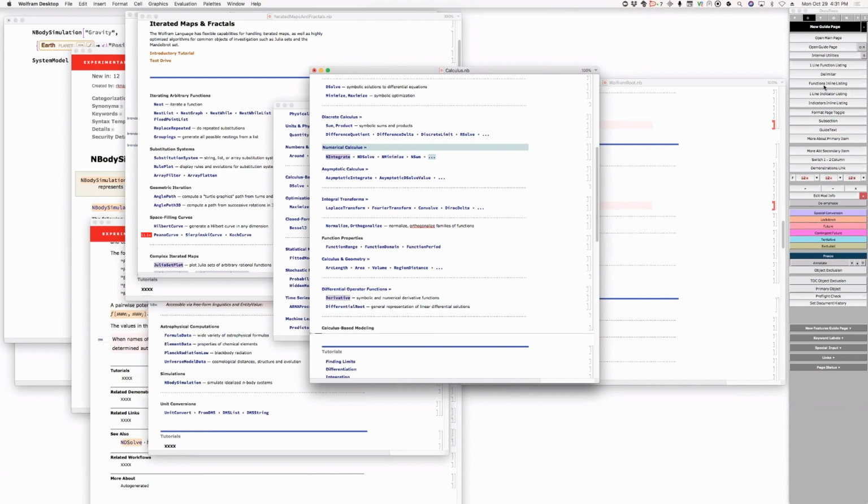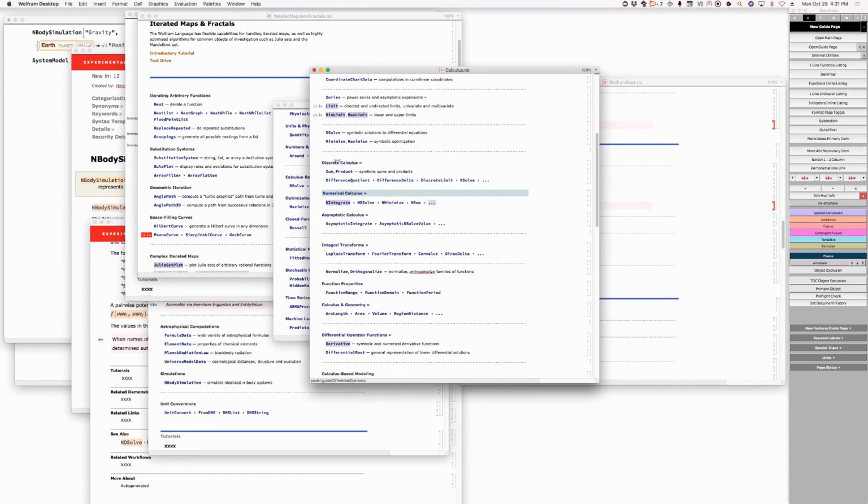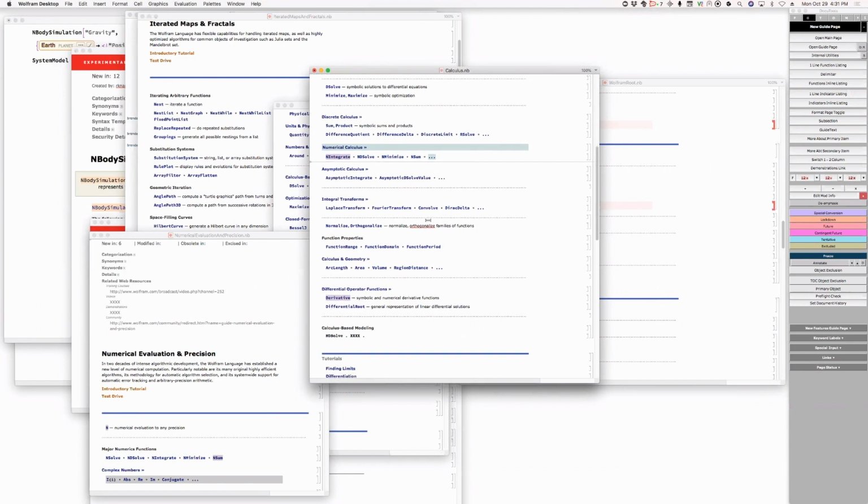And let's point it to NBodySolve. Mm-hmm. Well, there is NBodySolve right there at the top, about third row, under numerical calculus. Oh, it is there. Okay. Well, then we could put NBodySimulation there as well. It's a little weird. Yeah, I'm not sure it fits on this page, honestly.